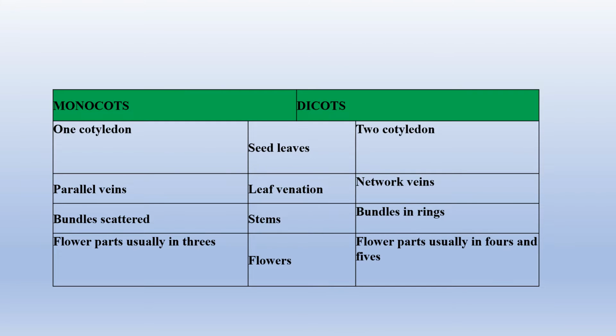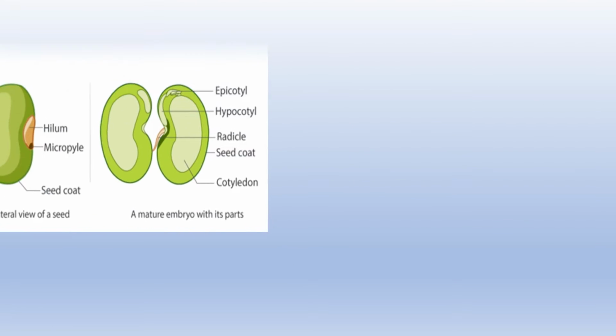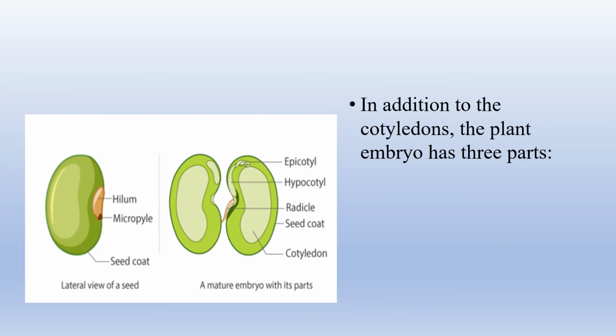In terms of leaf venation, monocot leaves have parallel veins, while dicots have network veins. Monocotyledonous plant stems have scattered bundles, while dicots have bundles in rings. As for their flowers, in monocots, flower parts are usually in threes, while in dicots flower parts are usually in fours and fives. In addition to the cotyledons, the plant embryo has three parts: the epicotyl, hypocotyl, and radicle.